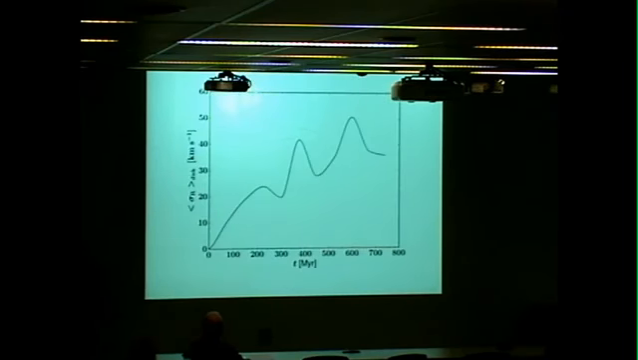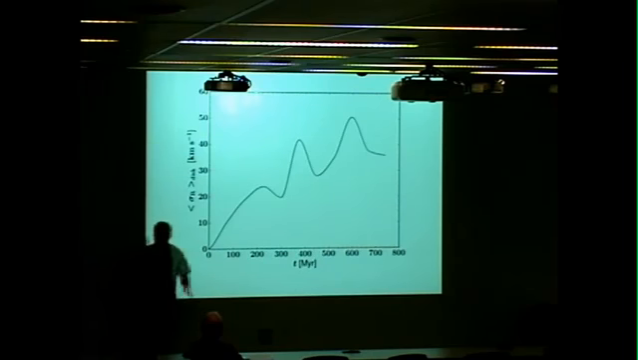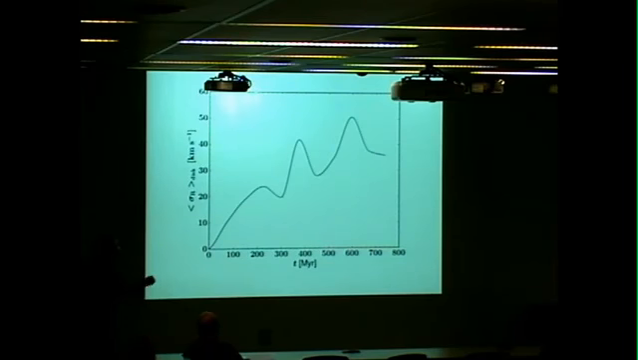Now, let's look at the velocity dispersion. What happens to the velocity dispersion, which is the irregular motion of the clumps? And indeed, you see that the velocity dispersion is increasing.